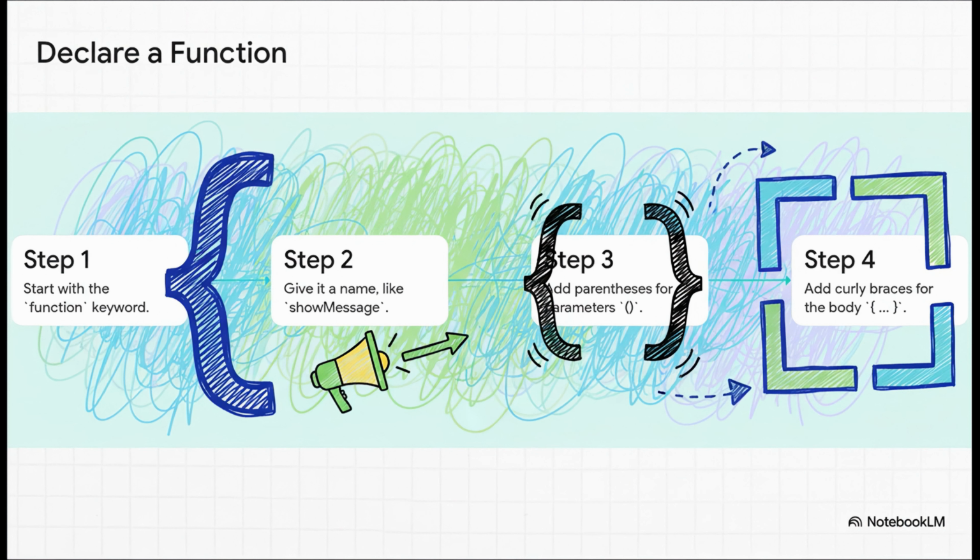And it really boils down to just 4 simple steps. Step 1, you type out the word function. Step 2, you give it a good descriptive name. Step 3, you add parentheses, and listen, even if you don't have any inputs yet, you still need them. And finally, step 4, you add your curly braces and put your code inside.